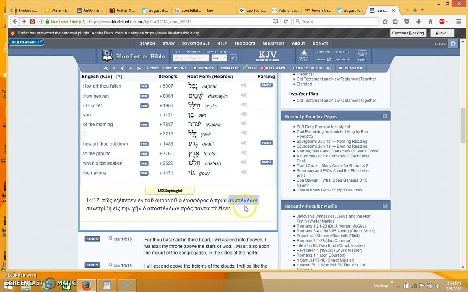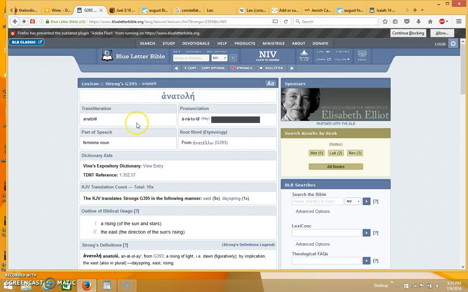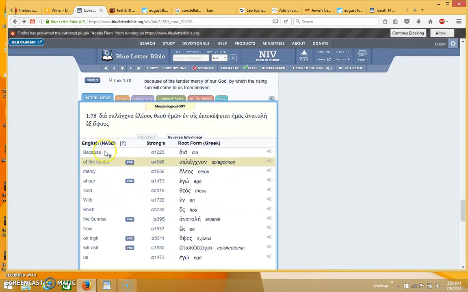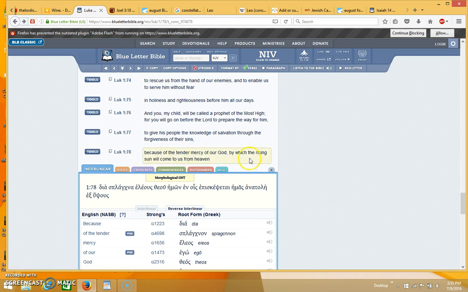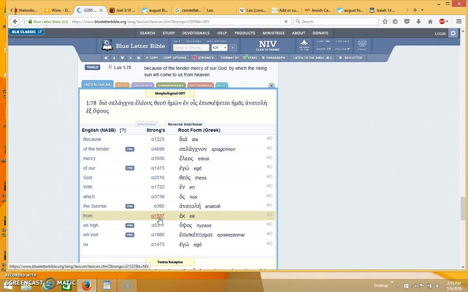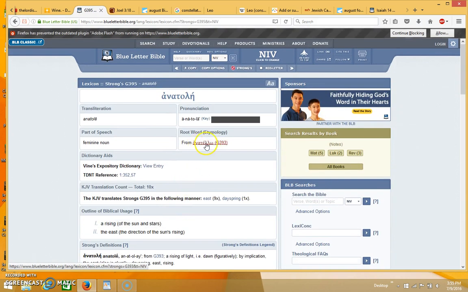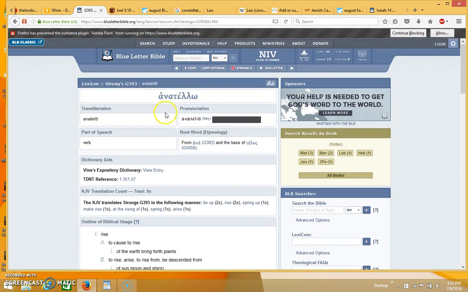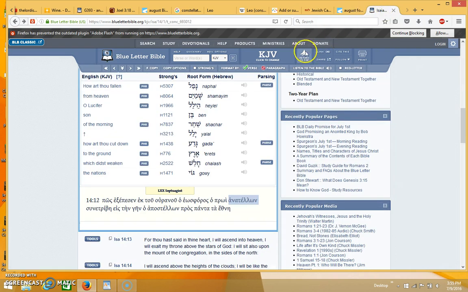You can see when you look at it here in the Greek, you can see the word dawn right here, which is the same word that was over here in Luke 1:78. It talked about the dawn. You see the word right here for dawn, and it comes from this other word, which also means the rising of the sun. And this word right here is the same word that's in Isaiah. You can see it's the same word right here in Isaiah 14:12.